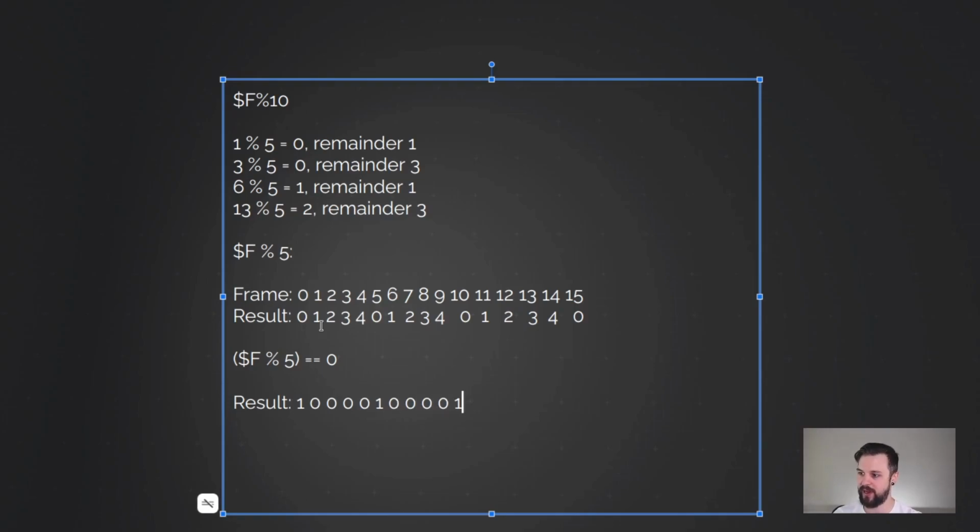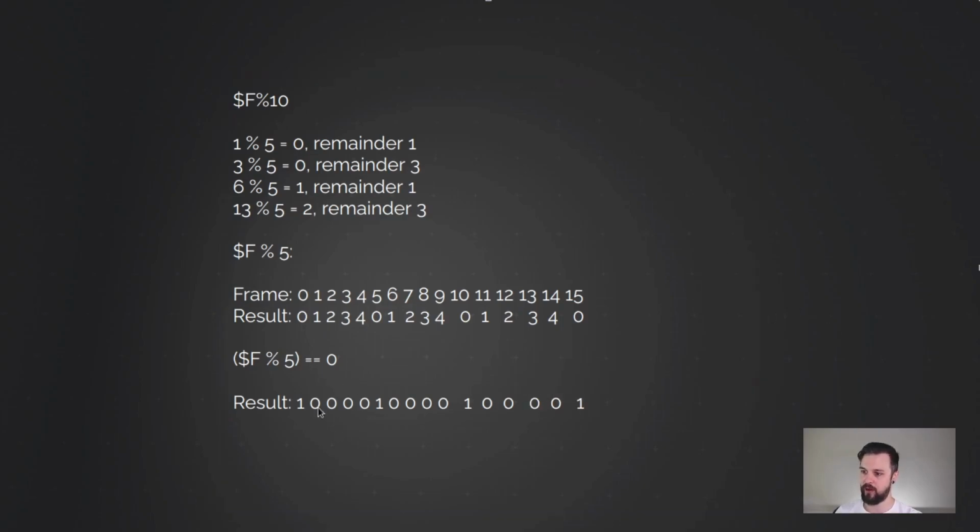If we then compare the result, which is of course also a pattern that repeats itself, then we will come out with this interesting activation pattern of, okay, it activates, then for 4 frames it stays on 0, then it activates again, for 4 frames again it stays 0, activates again, and so on.